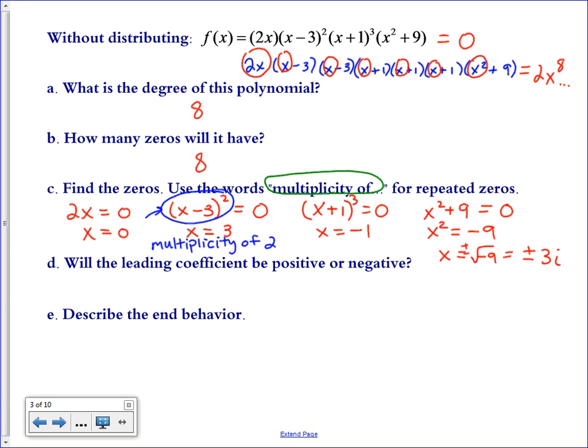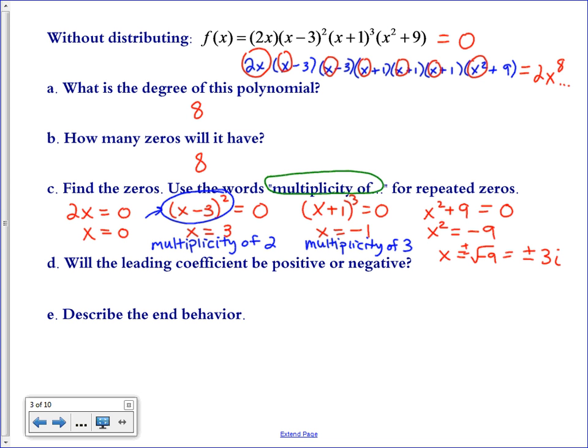The one that had a third power on it counts 3 times. Oops, I gotta spell it right. So we say that this one has a multiplicity of 3. So rather than writing that it counts 3 times, we use the words multiplicity of to show how many times that answer counts. And now when I count them up, x equals 0 is one solution.